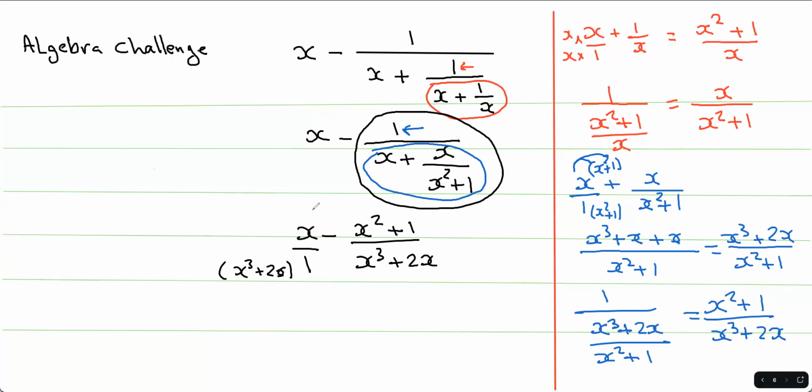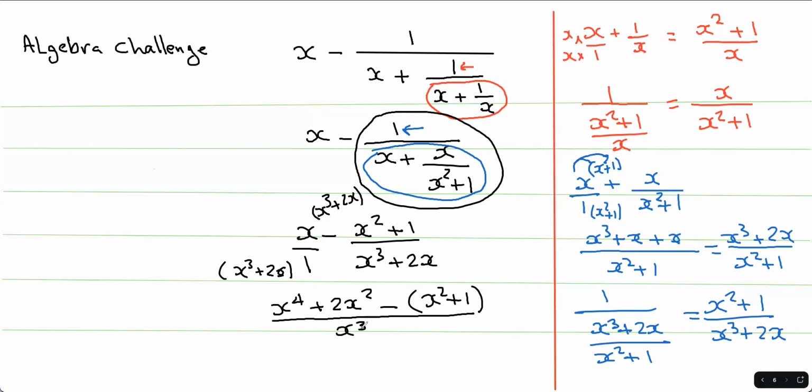And we multiply the top here by x cubed plus 2x. And therefore, we're going to get x to the power of 4 plus 2x squared minus x squared plus 1 all over the common denominator x cubed plus 2x.